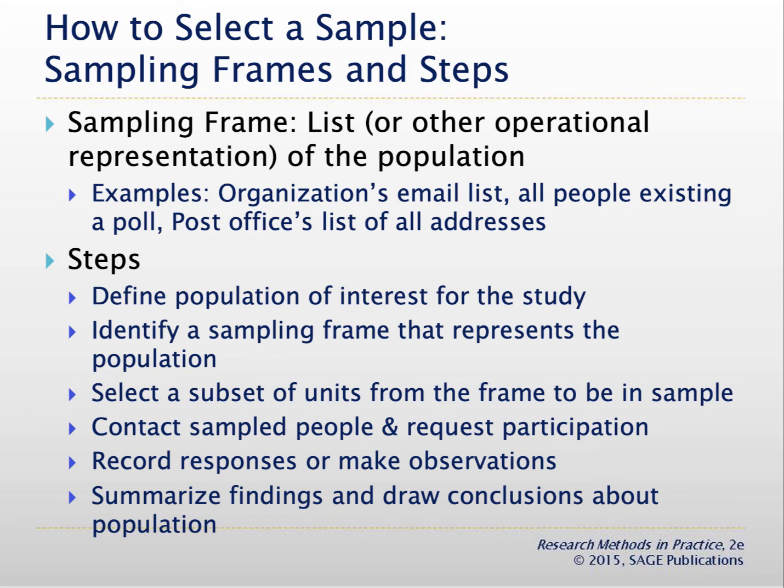Once we have some way of representing the population, we select a subset of units to be in the sample, or we don't. We do a census and take everyone. Then you have to contact the sampled people. Sometimes it's organizations and not people, but then you need to find a representative, and you ask their participation. You hope they participate, record responses or observe them, summarize findings, and draw conclusions about the population.